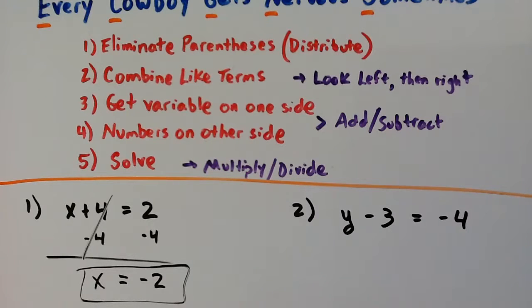Number 2, y minus 3 equals negative 4. Again, first 3 steps are done. There's no parentheses, no like terms to combine, and the variable y is already on the same side. It's on the left side. So our numbers need to be on the other side.